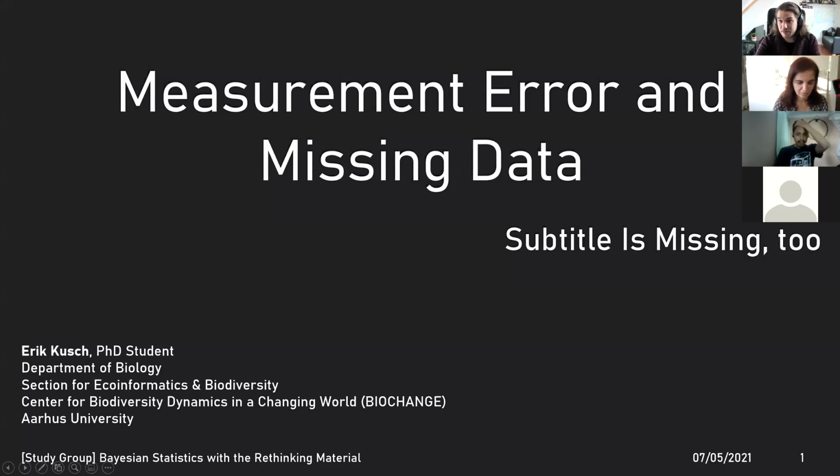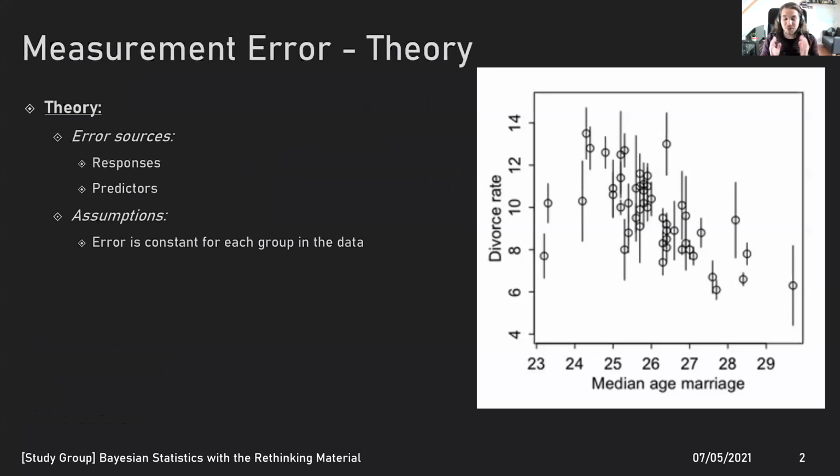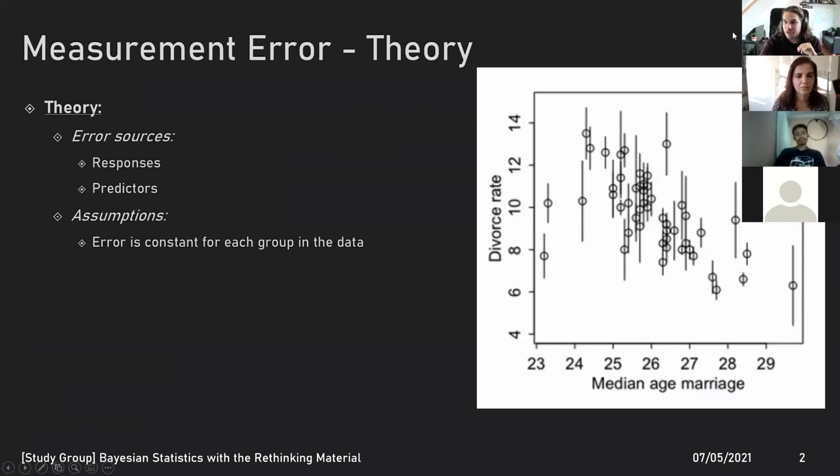So today, the second to last big theoretical chapter, at least, we are going to talk about measurement error and missing data. In the spirit of this, I decided to have a missing subtitle as well, because I just couldn't come up with a nice pun. So just going right into this and thinking of measurement error, where does measurement error come from? That's the first thing we have to be aware of when we do our analyses.